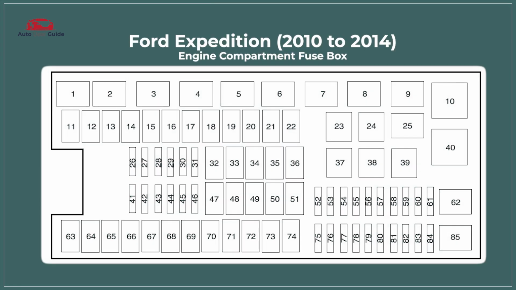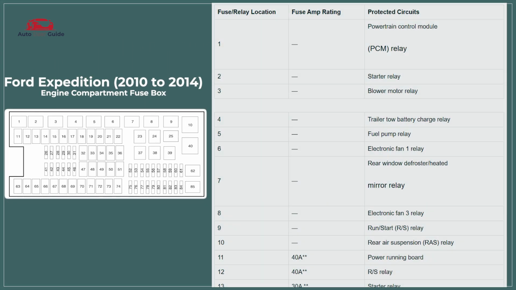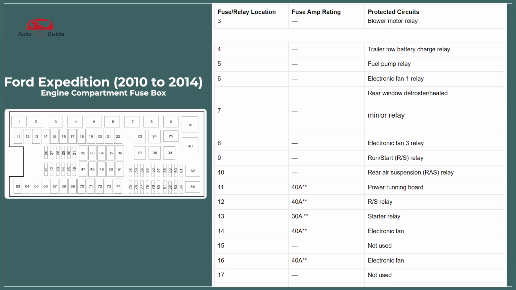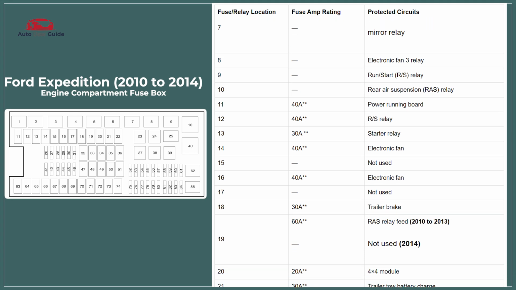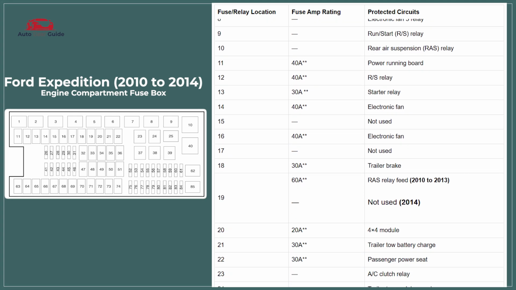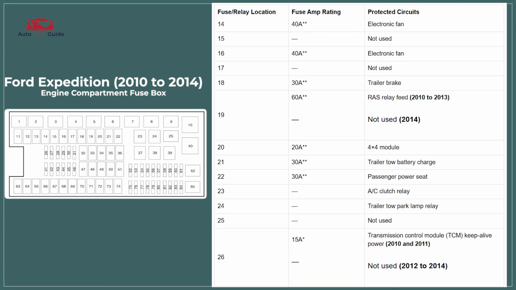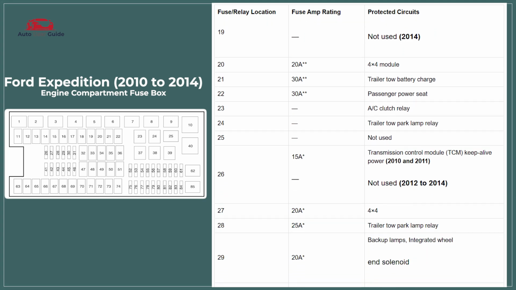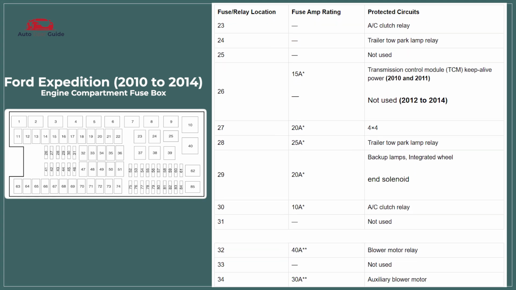The engine compartment fuse box in the 2010 to 2014 Ford Expedition manages power distribution to essential systems like the engine control module, ABS, cooling fans, and transmission. It contains high-capacity fuses and relays designed for durability and performance under demanding conditions. The configuration supports efficient diagnostics and component protection. It plays a vital role in maintaining the vehicle's overall electrical integrity.